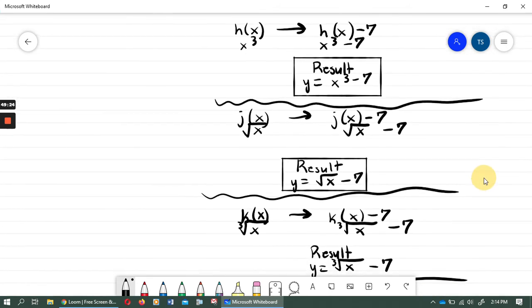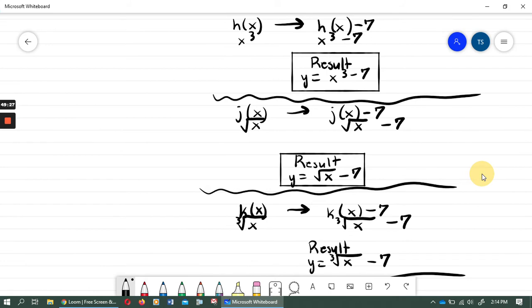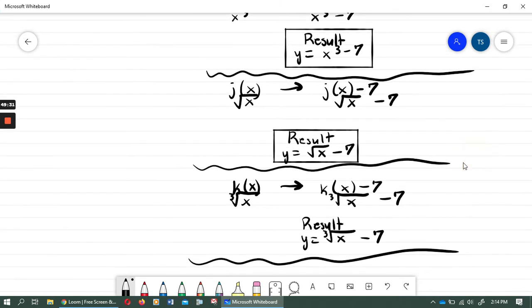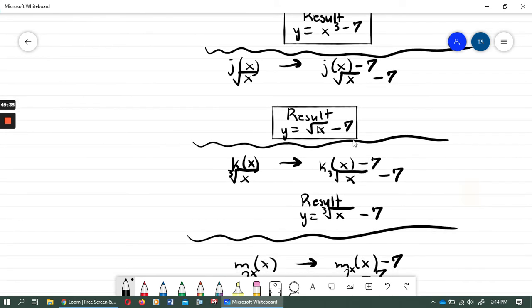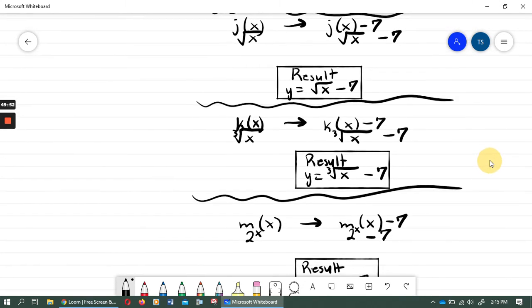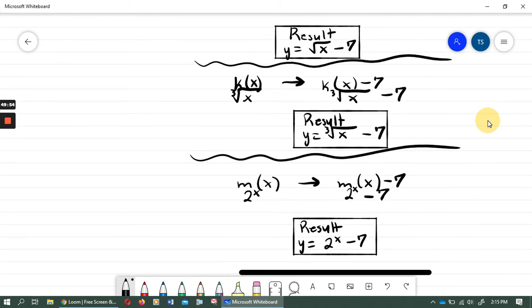J of x, the square root function. Right? You see how that looks. K of x, the cube root function. You see how that's going to look from the parent function to the result of that. Ooh, see, I didn't even realize I hadn't put a box around there. I didn't even realize that the first time I did that. Okay. Right, so you can see how that looks.